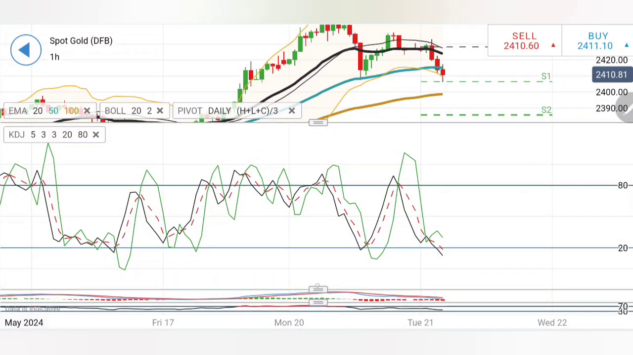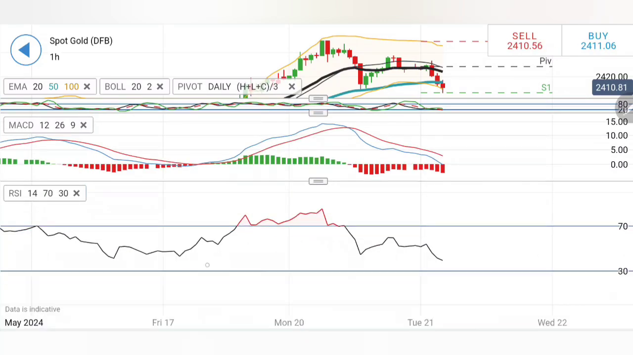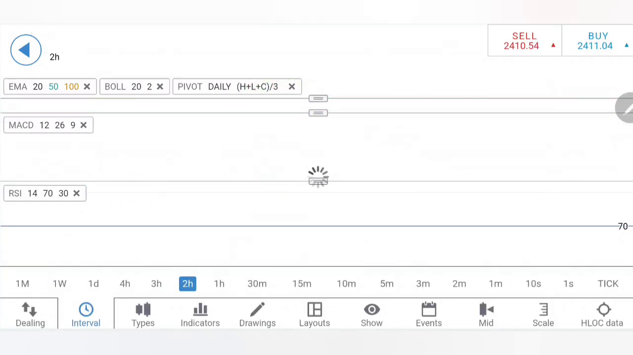If you look at the stochastic, this has come to oversold. The MACD is also traded with divergence. It is staying bearish here. It is looking downwards. RSI has dropped as well. That is again signs of bearishness.